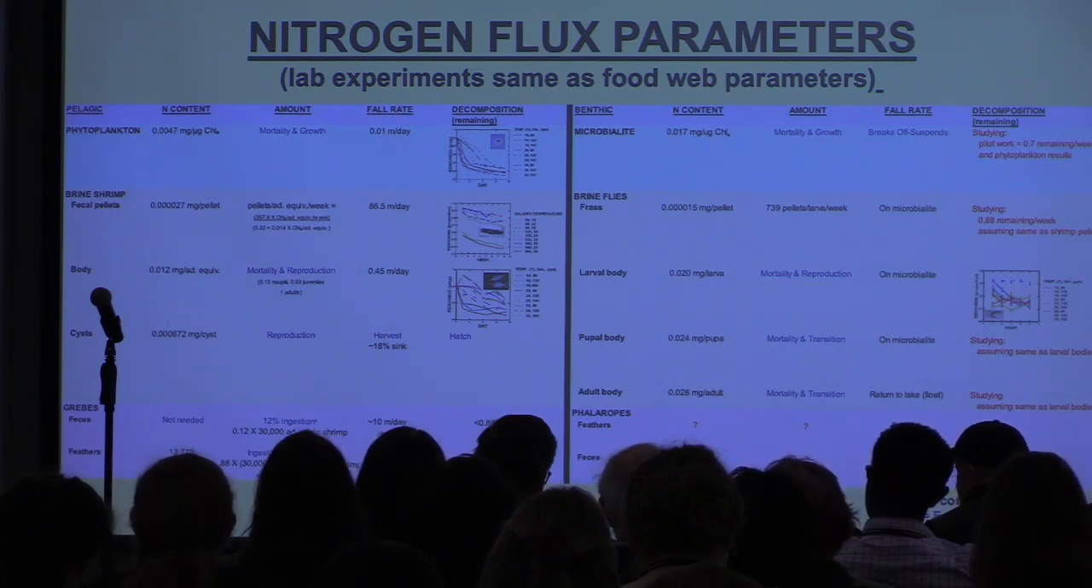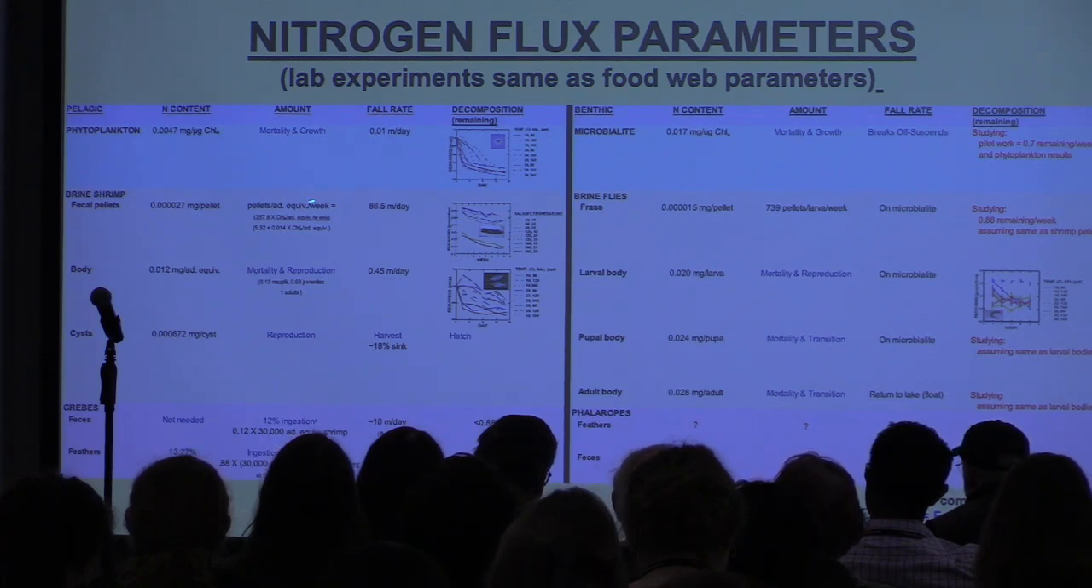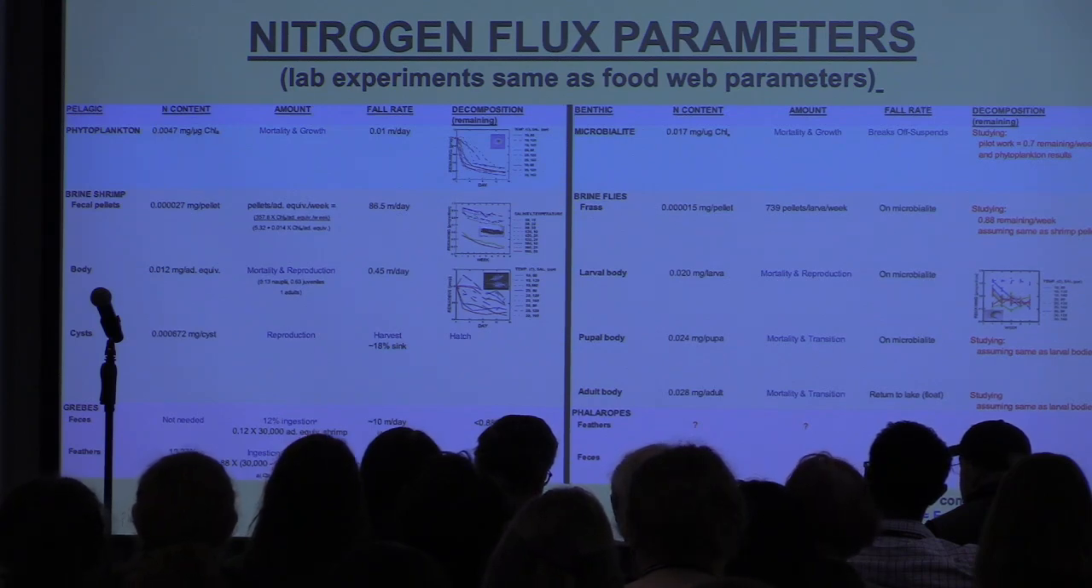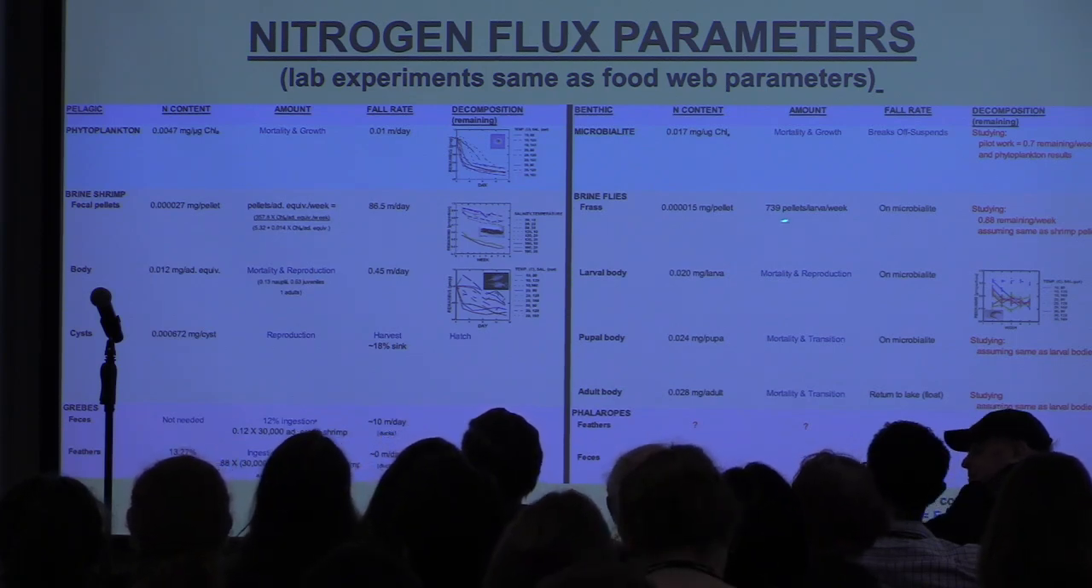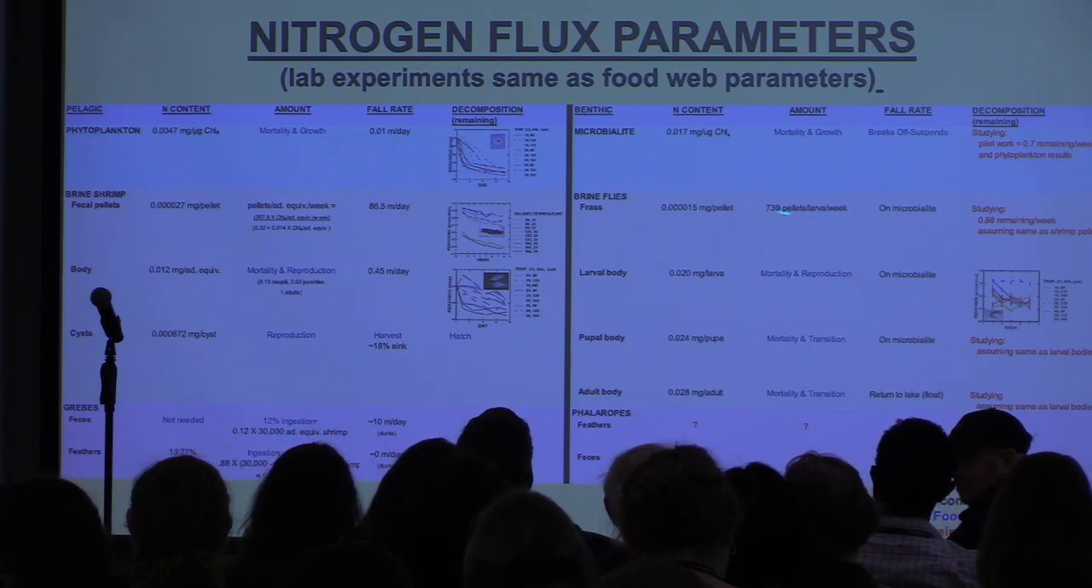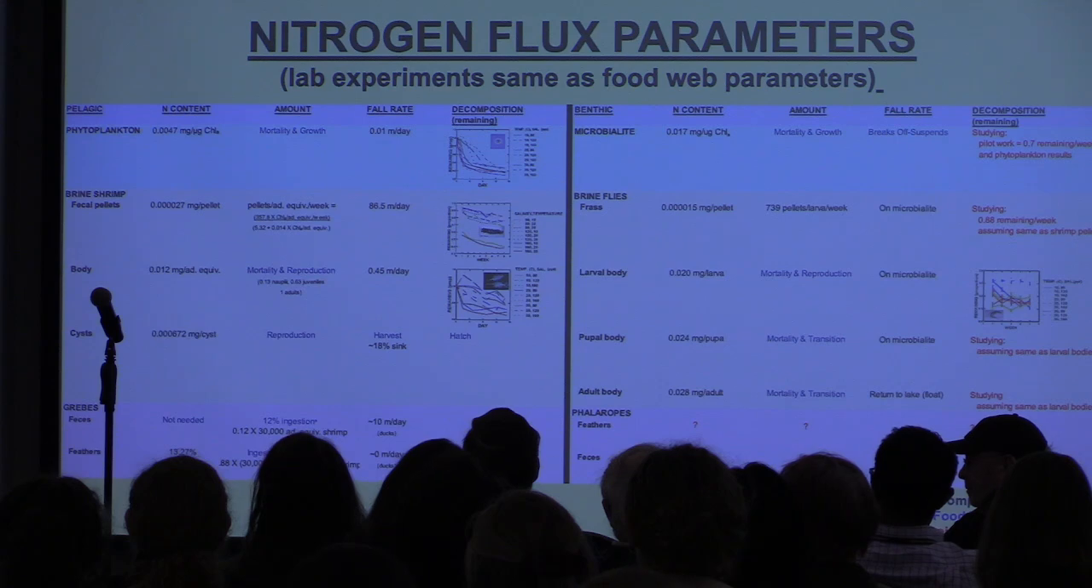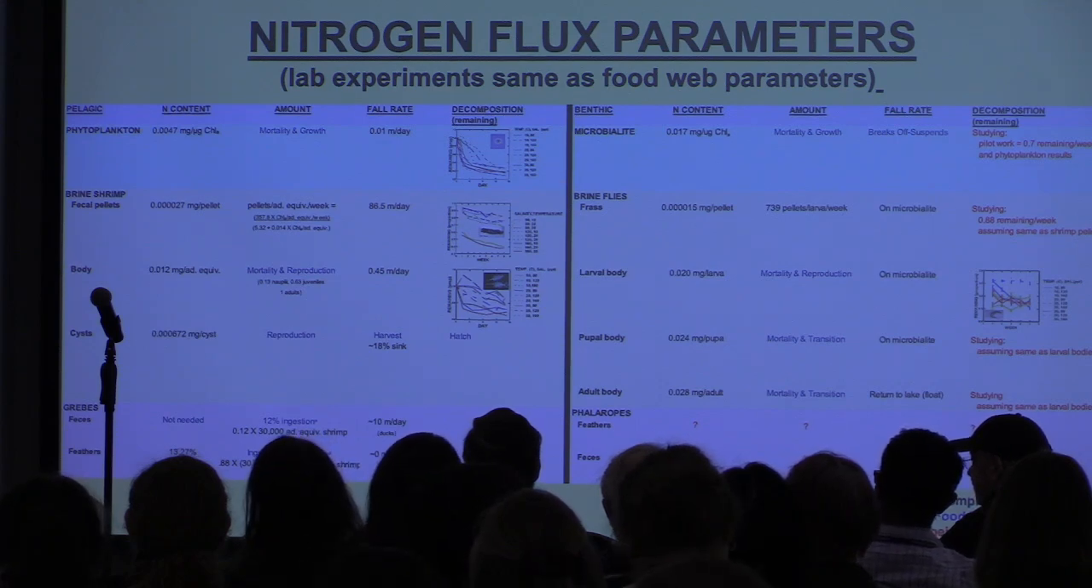But then we need another variable, and that's the fall rate. Well, first of all, let me point out, we got poop production here by the shrimp, and that's approximately 400 to 700 poops per week, per individual. For the brine fly larvae, poop is 739 poops per week. Now, we don't have to worry about poops by pupae and adults because they're not pooping in the water.